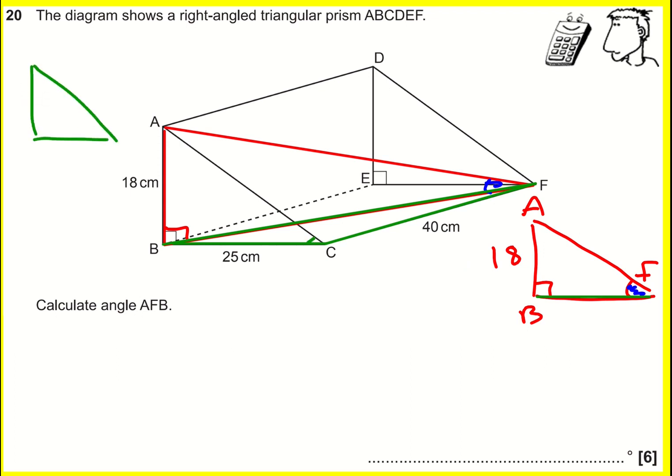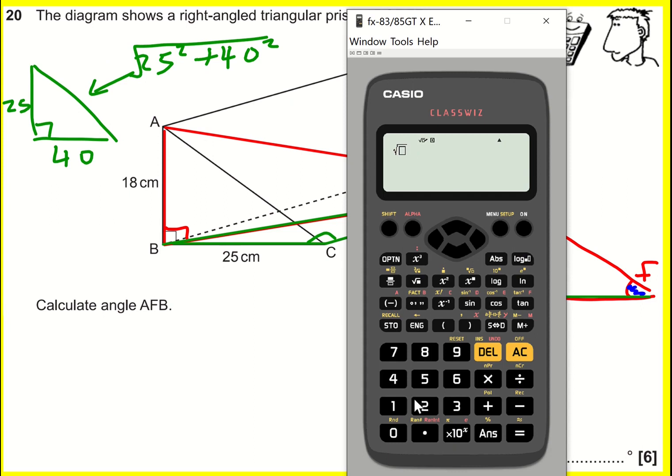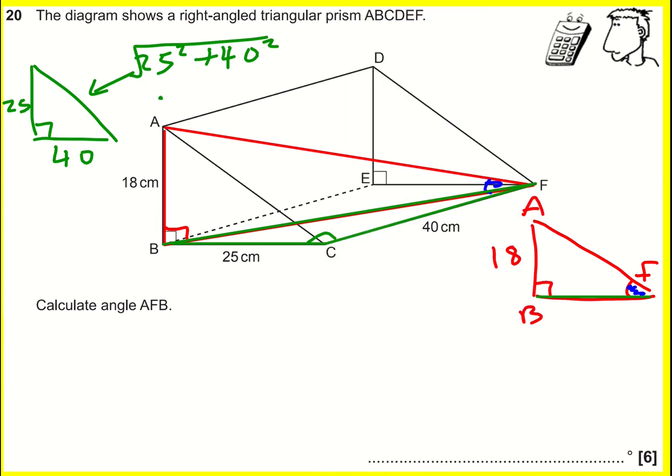I've got a right angle here because it's the base and this is a rectangle on the bottom. So I can draw that. It's 40. I've got my right angle. I've got 25. And then I want to work out what this length is. So this is 25 squared plus 40 squared. I'm using Pythagoras' theorem, and then I'm square rooting it. So open the square root, 25 squared plus 40 squared. 5 root 89. Not particularly nice, but we can deal with that.